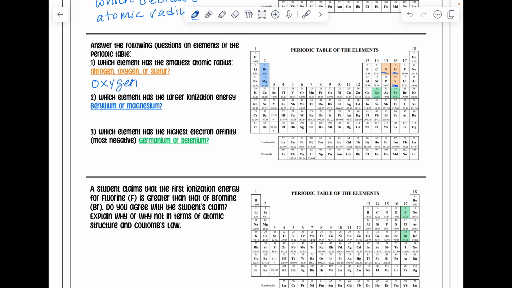Okay. Which has the larger ionization energy, beryllium or magnesium? So which one is it harder to remove an electron from? So now we're looking at these two. It has to have a smaller radius. The one with the smaller radius is going to be harder to remove from. Again, this is energy level 2, this is energy level 3. So beryllium is going to be closer to the nucleus, and therefore it's going to have a higher ionization energy.